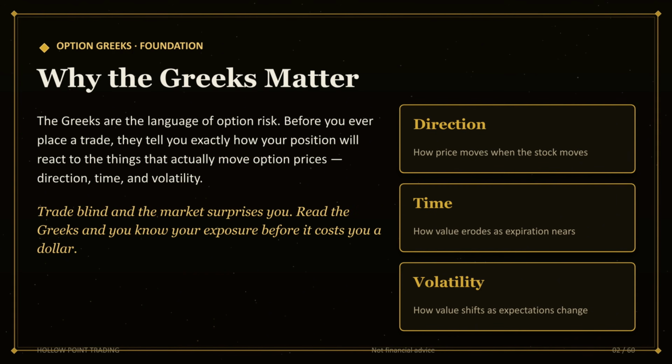Why do the Greeks matter? They are the language of option risk. They tell you how your trade will react to changes in price direction, the passage of time, and shifting market volatility. Without this knowledge, you are trading blind.